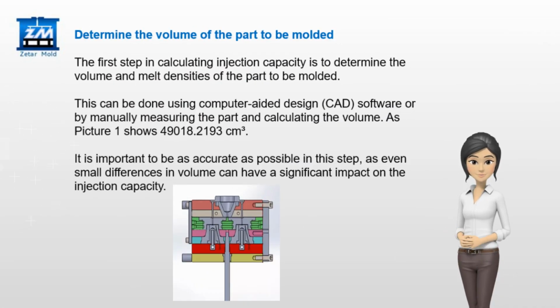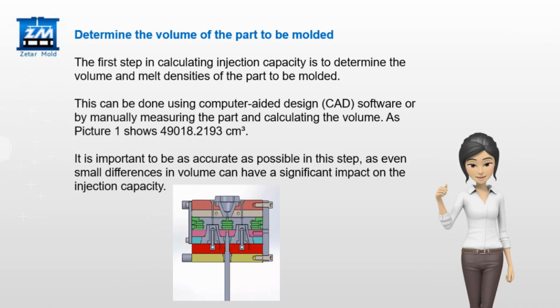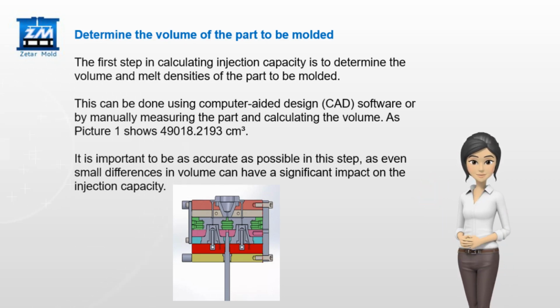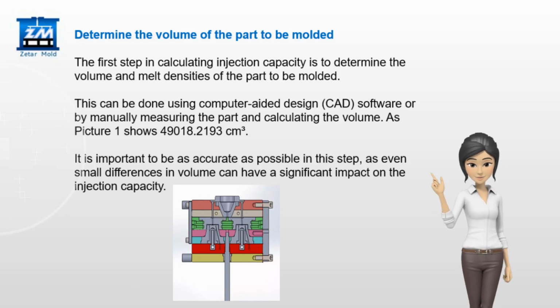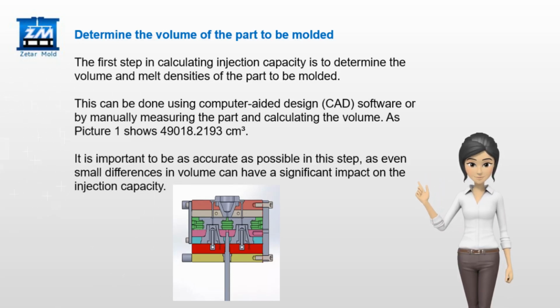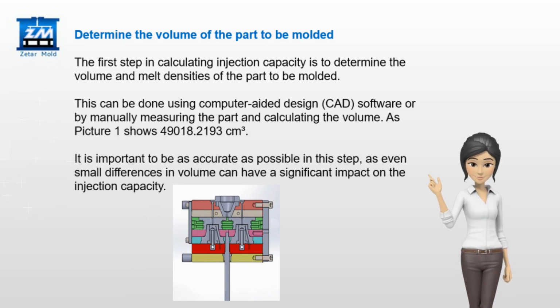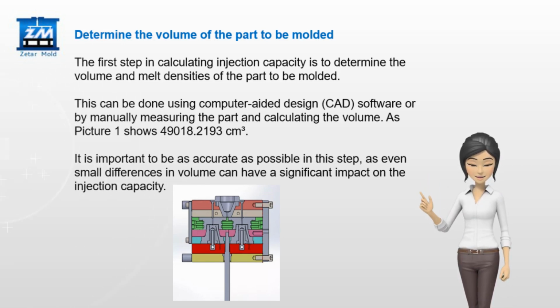Determine the volume of the part to be molded. The first step in calculating injection capacity is to determine the volume and melt densities of the part to be molded. This can be done using computer-aided design (CAD) software, or by manually measuring the part and calculating the volume.